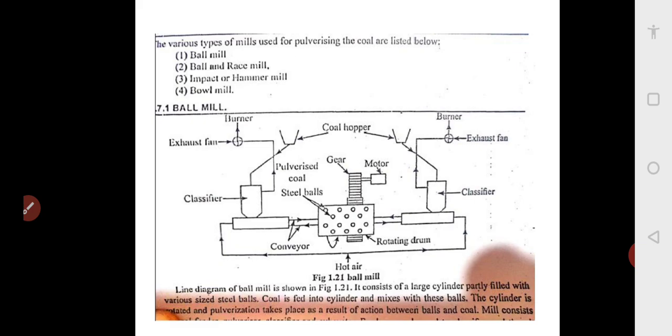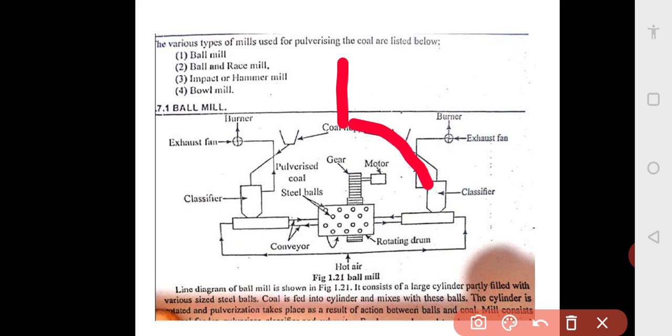The first one is ball mill, which we will discuss in this topic, and then subsequently we will deal with ball and race mill, impact or hammer mill, and then lastly bowl mill. Now just have a look at this diagram of this ball mill. There is a coal hopper here. The coal comes to the coal hopper, and from the coal hopper the coal is sent to the classifier.